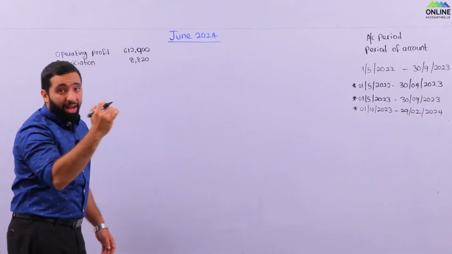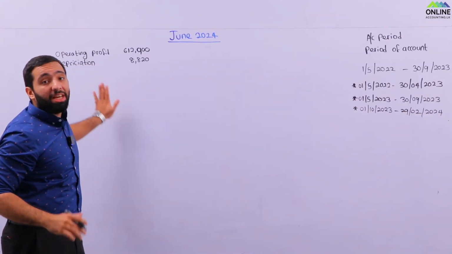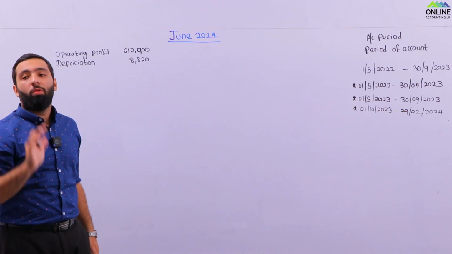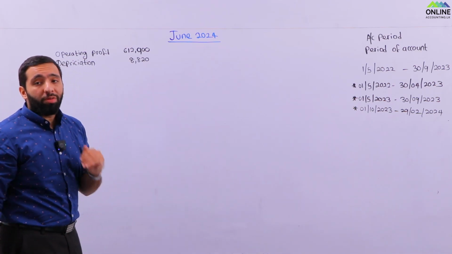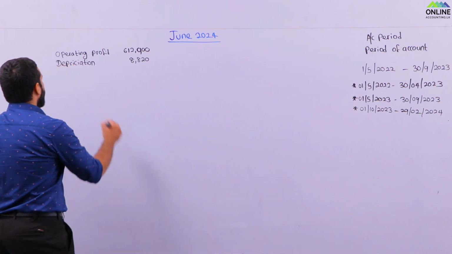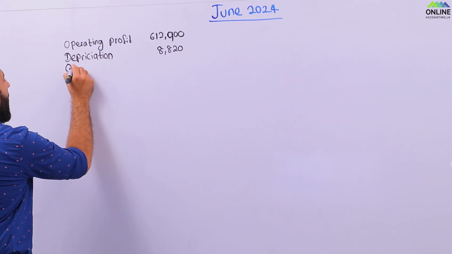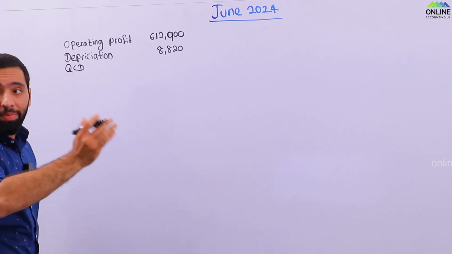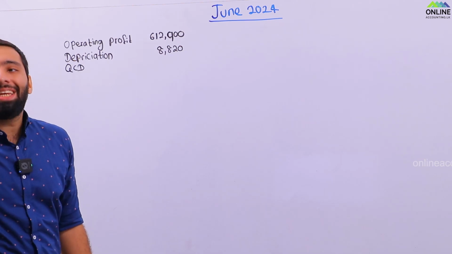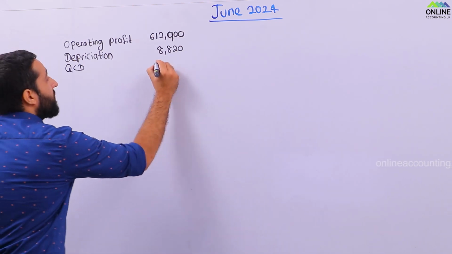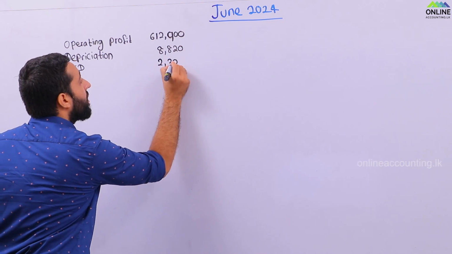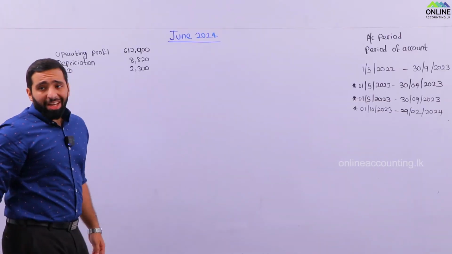You need to add it back, and in place of depreciation, capital allowances is what will be available to you. And then QCD, qualifying charitable donations. This is very important. You have to add it back here, and then you are going to reduce it at the end. So that is very important to understand. So this is 2,300. And then what else?